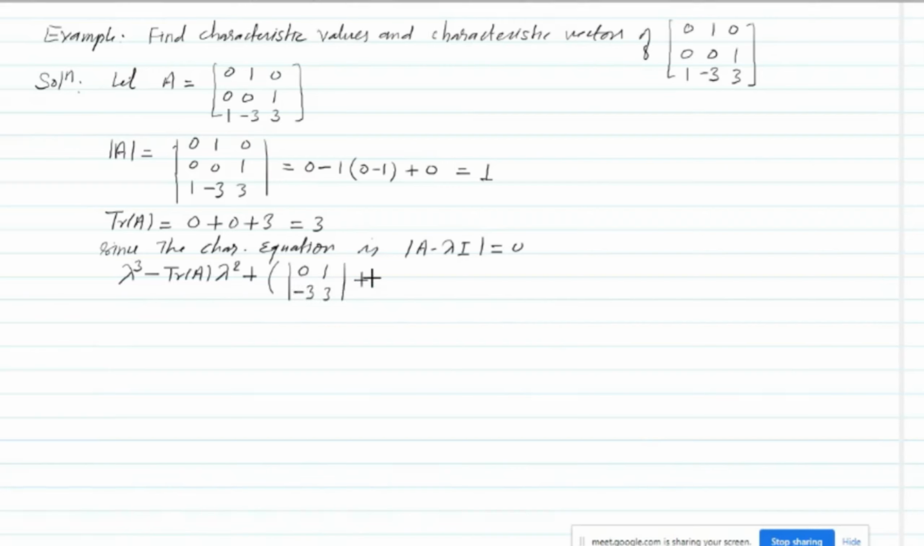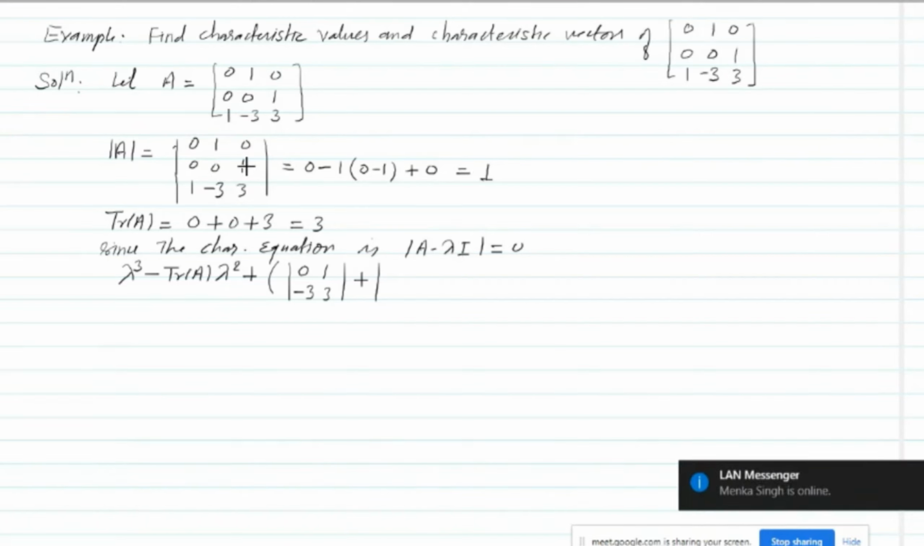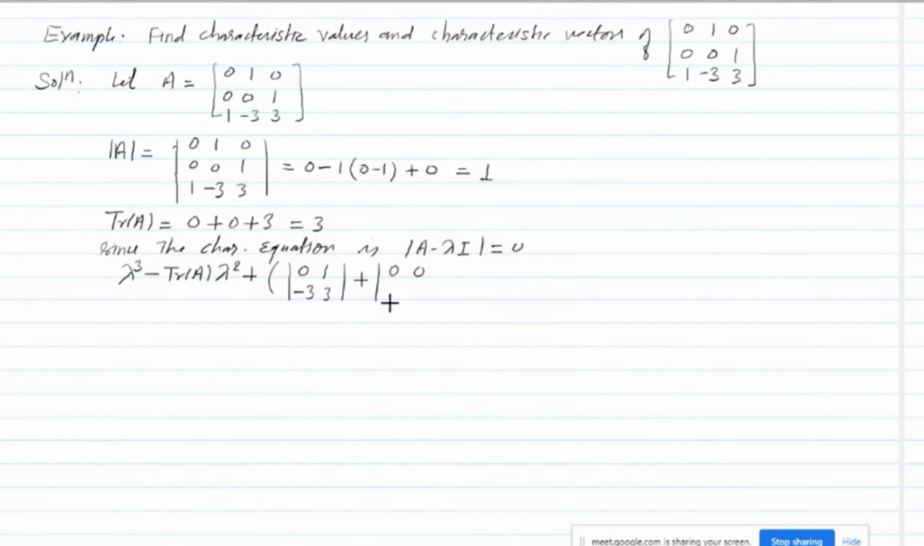And plus, for second column and second row, just ignore it. You will get 0 0, 1 3, and then the next minor is what? Ignore third row and third column. So you will have 0 1, 0 0. And into lambda. So the sign will alternate, plus and minus. Determinant of the matrix A is equal to 0.